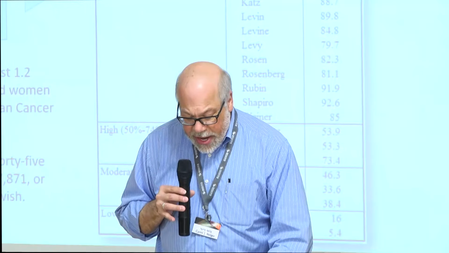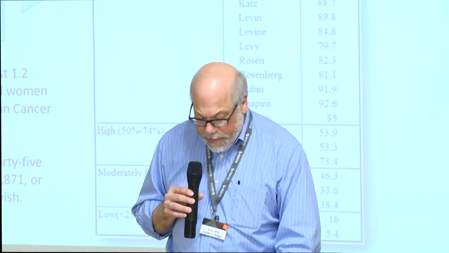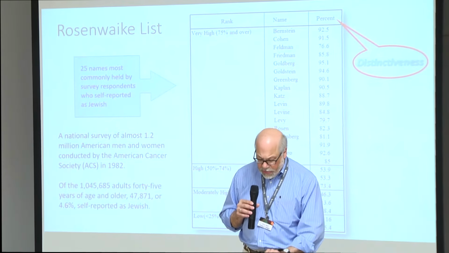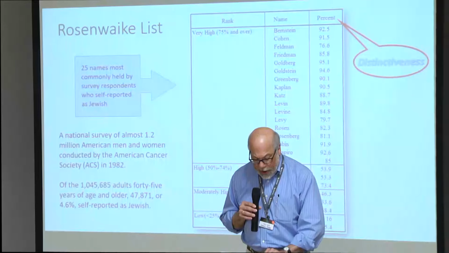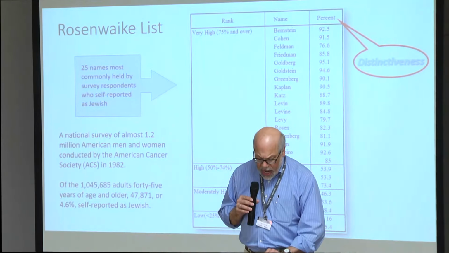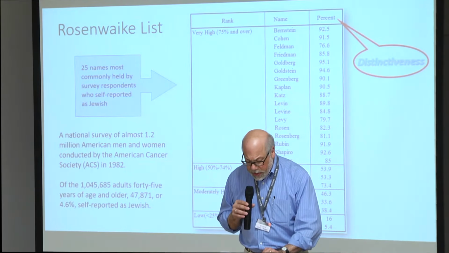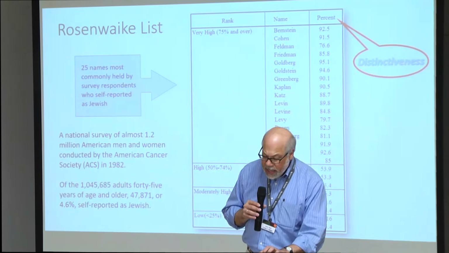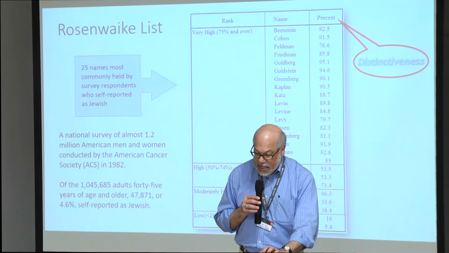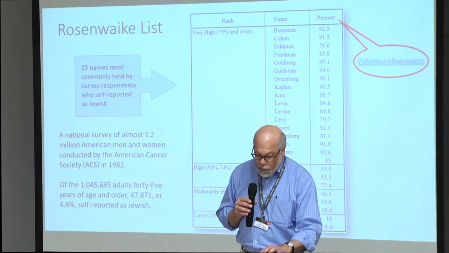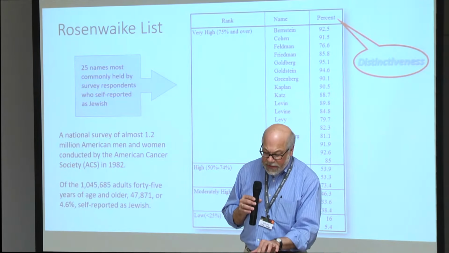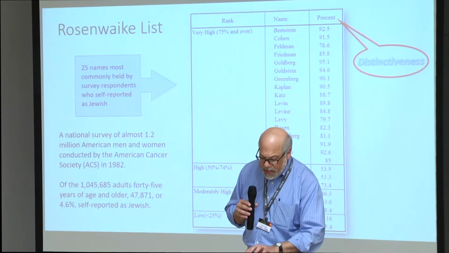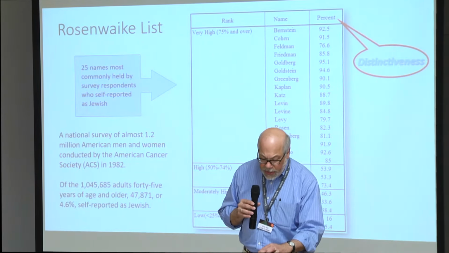Before we can use DJNs to locate households, we must assess their reliability. That is, how certain can we be that the addresses associated with any DJN are actually Jewish households? Ira Rosenwake examined the results of a national survey of almost 1.2 million American men and women conducted by the American Cancer Society in 1982. Of the over 1 million adults, 45 years of age and older, approximately 4.6%, nearly 50,000, self-reported as Jewish.